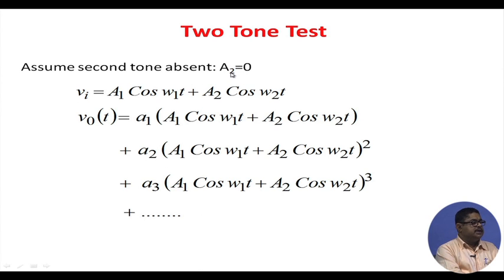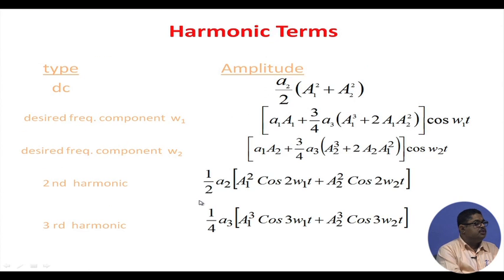There, it is assumed that the second tone is absent. So, that means you put A2 is equal to 0. I am recapitulating that VI was this here and VOT that was this. We are considering up to third order nonlinearity, and there if we make A2 is equal to 0, again this was our harmonic terms. I am writing here, you put all A2 is equal to 0 value.